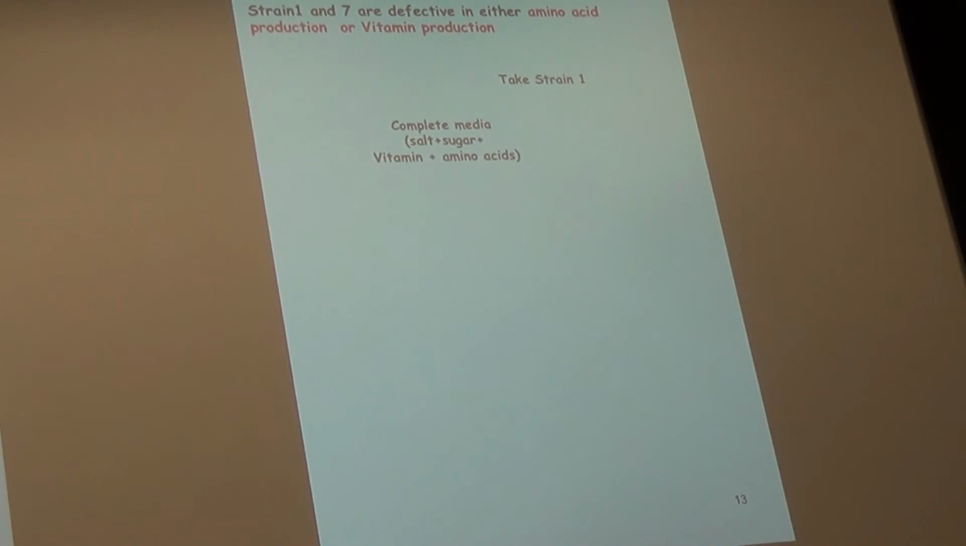Now we take strain 1 and focus on strain 1 only for now. We grow it on complete media, of course it grows. Right? Take strain 1, transfer it to complete media. Next we're going to transfer it to minimal media, just salt and sugar, and of course the strain can't grow. We already did that experiment. Here is minimal media with amino acids. So you give them amino acids but not vitamins. And ask, does strain 1 grow? And the answer is, it doesn't grow.